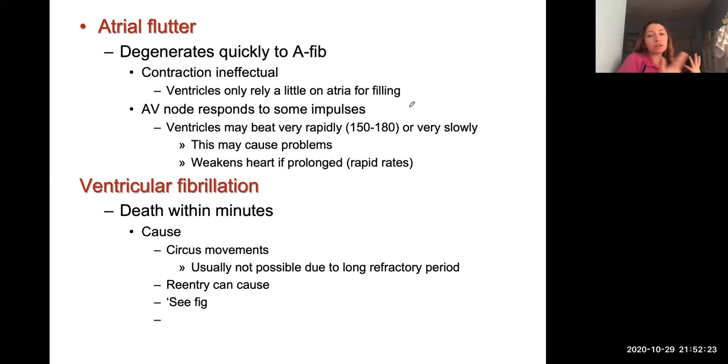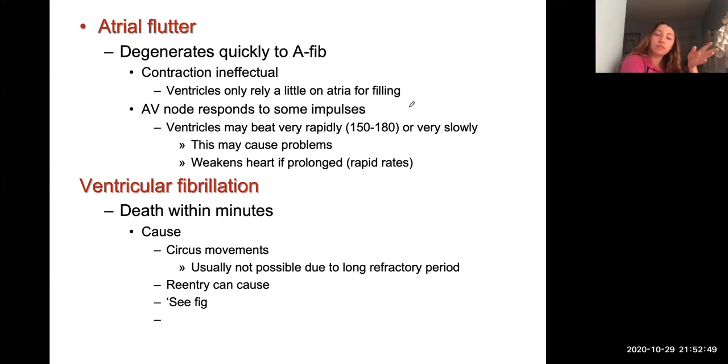So it weakens the heart if prolonged at rapid rates, obviously, because if you're beating so fast for such a long time, it can weaken the heart. But it is the heart's job to beat. So it is so complicated. We don't even know anymore, guys. I don't even know, but it does do that. Apparently, it weakens the heart if prolonged at rapid rates, which makes sense.